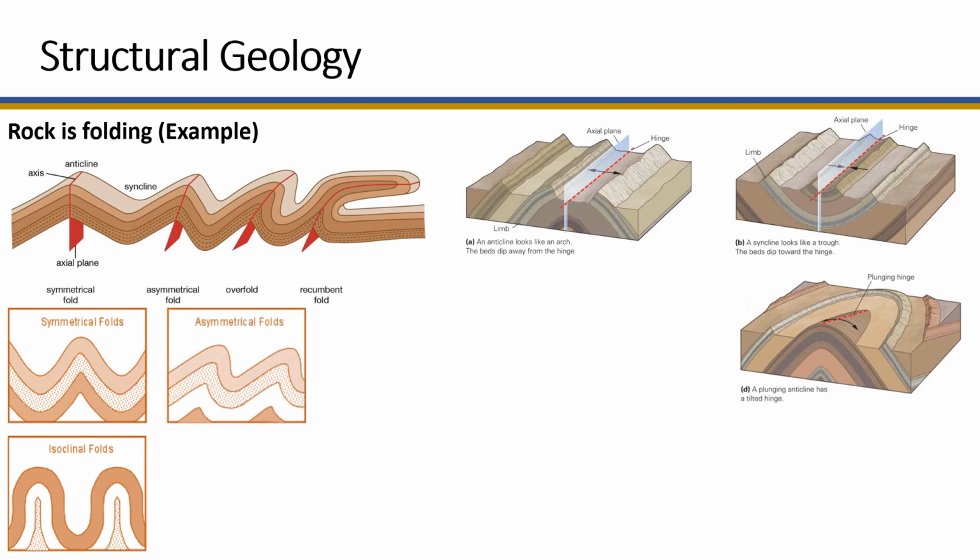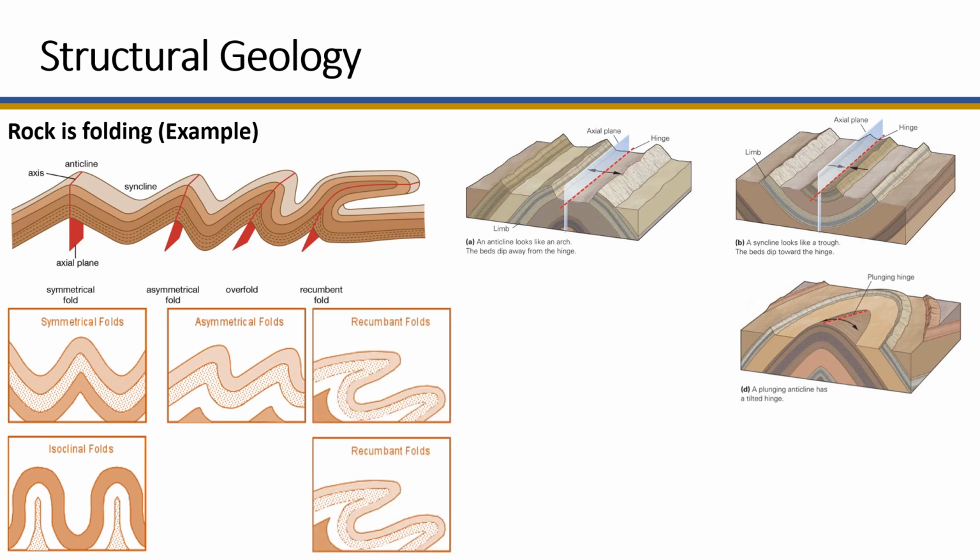Next, we have asymmetrical folds. Asymmetrical folds are characterized by a non-vertical axial plane, where the limbs of the fold dip at different angles on either side of the axial surface. In these folds, one limb typically has a gentler slope, while the other limb has a steeper slope. This results in an uneven appearance, with one side of the fold being elongated compared to the other.